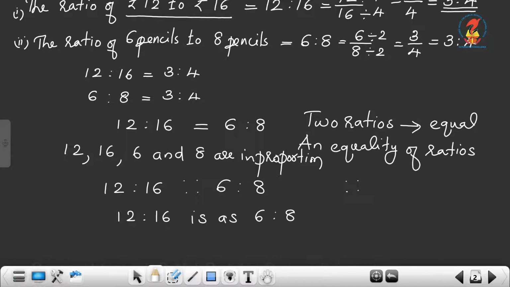12 is to 16, this we read as 'is to'. So 12 is to 16 is as. To represent the proportion, we have to put four dots. Then we read it as 12 is to 16 is as 6 is to 8. Then the four quantities, we can say, are in proportion.